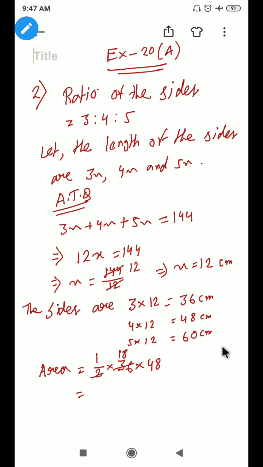Now if you multiply 48 and 18, 8 times 8 is 64, 4 times 8 is 32, and so on. We will get 864 square cm.